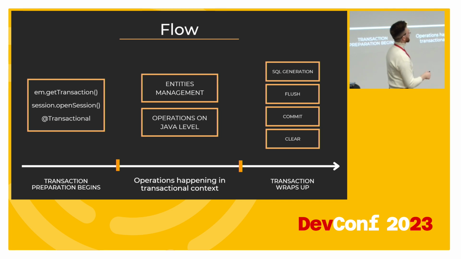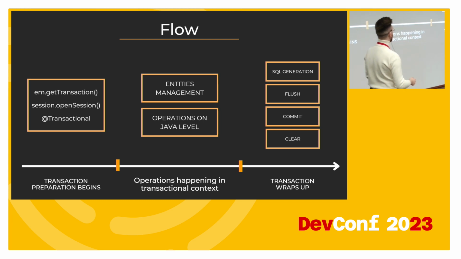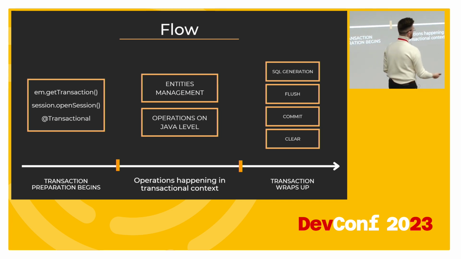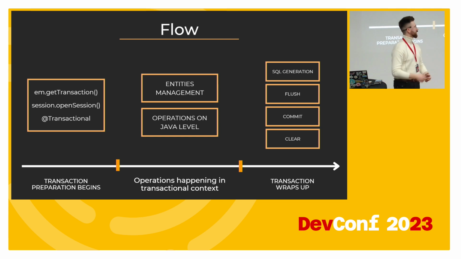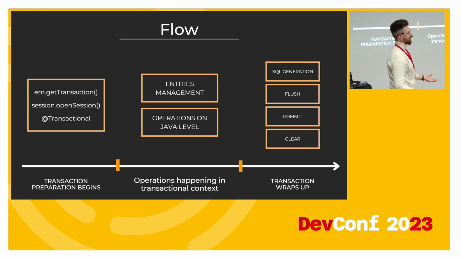Then, when we want to close the transaction, the SQL generation occurs. So from the entity states, there are some statements generated. There occurs a flush, so synchronization with the database, a commit to the database, and then the session is cleared, and no entities are in the session right now because it is closed.